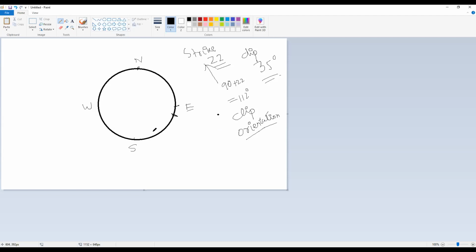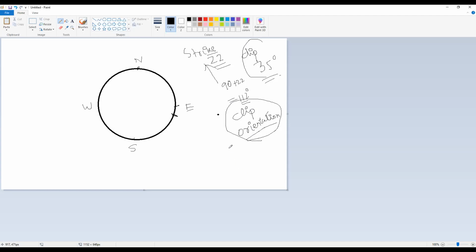The strike is 22 degrees, sir. The dip amount will be 112. The dip amount is 112. Then measure the dip along the equator. 35 degrees? Yes, sir. Dip, and this is the dip orientation I am talking about. Dip direction.